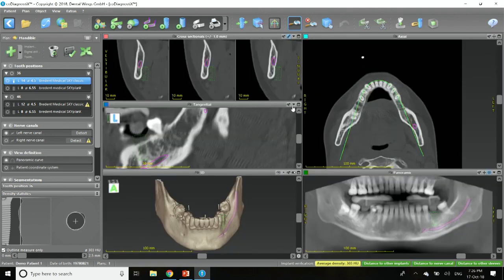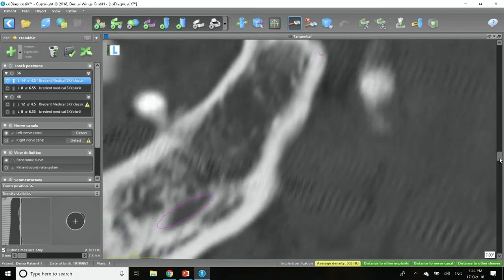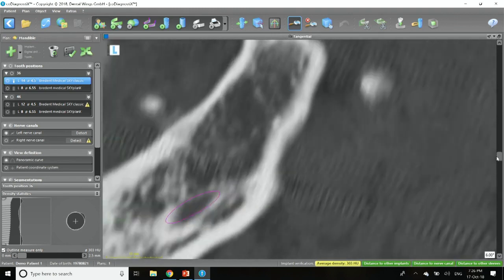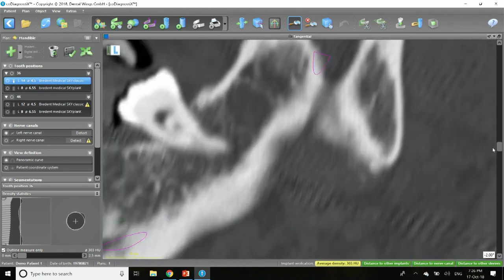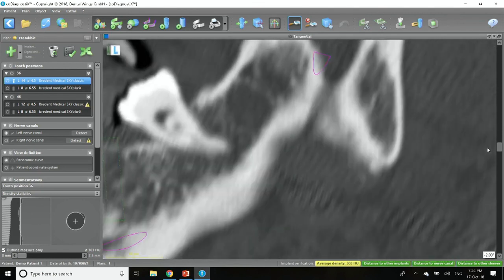I hope that helps. It's a little bit difficult to show you how to read the CT scan, but if I move this up and down, then you can see the relationship of the nerve to the tooth in 3D.